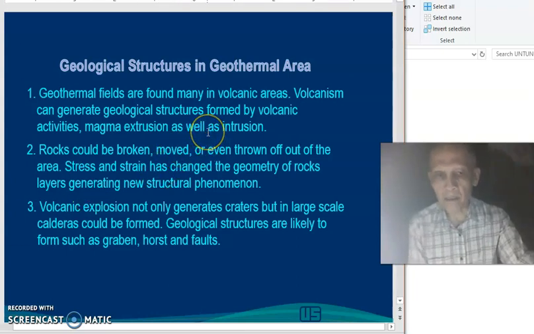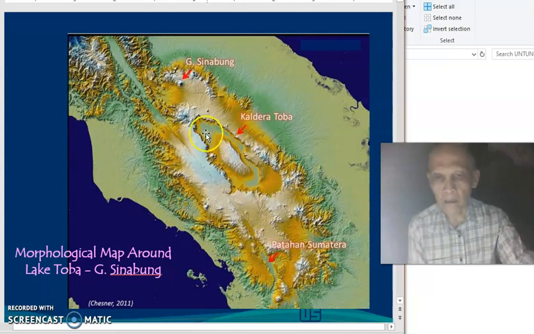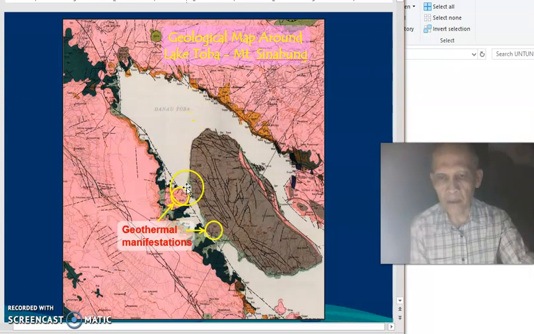In connection with the geothermal area, we can take a look at an example here. For example, here in North Sumatra, where there is Toba Lake, and also several volcanoes in the area, like Sibayak and Sinabung. We see that the caldera is formed because of the volcanic activity here. As we can see in more detail, here is the morphology of the area around Toba Lake. There is a connection between Toba Lake and the volcanic area. This is a geological map showing geothermal potential in the area, and we can see the geological structure, with a lot of faults and fractures in the area.